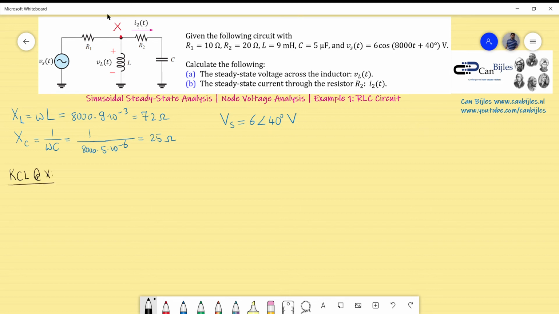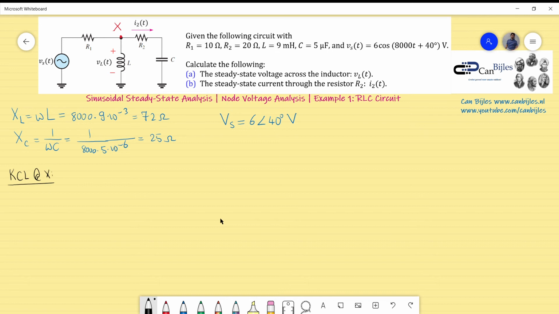If you do that in the DC domain or AC domain, it doesn't matter. In the DC domain, you don't have frequency dependency. In the AC domain, because it is for steady state, it's just one frequency. So it is, in essence, exactly the same procedure. But you have to be very careful with the calculation of the reactances and also taking the phasor notation for your sources. So let's start.